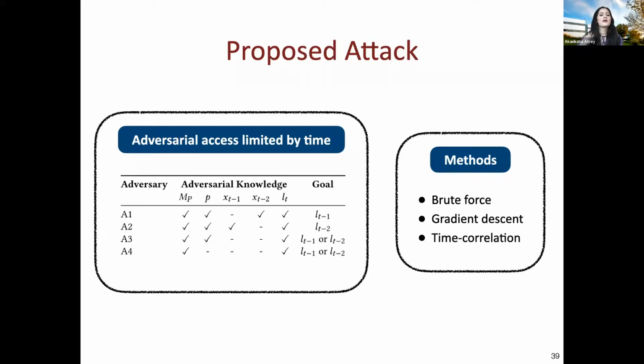In terms of methods, a very simple way to do this attack is brute force, where you enumerate over all possible values of the sensitive feature. That is often extremely time consuming, and in this application specifically, it takes forever. There's also gradient descent, where you reconstruct the input using the output and a specialized loss function that focuses on maximizing the confidence of the correct output, because you know this L_t at each point in time based on the adversarial knowledge. And then we also propose this time correlation method, which uses the dependence between features to minimize the number of iterations.